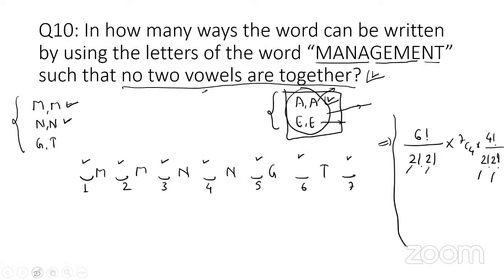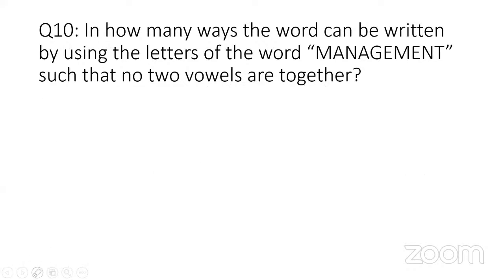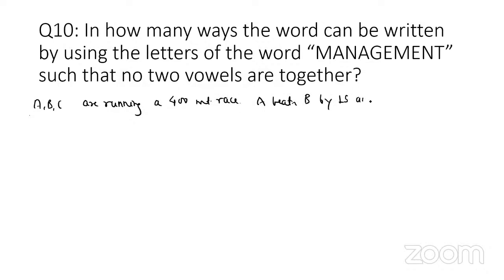Now we're discussing the last question, which we have based on the memory skills of students. The students, in fact, told us this question again. The question is that A, B, C are running a 400-meter race. A beats B by 15 and C by 25 seconds, respectively.